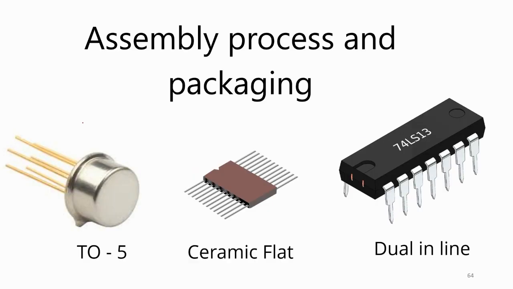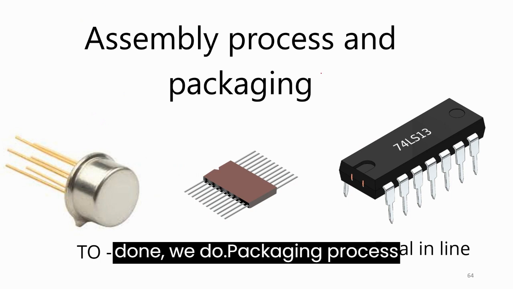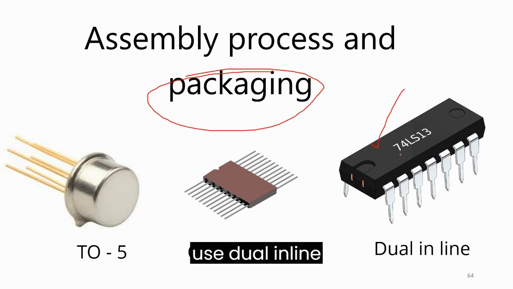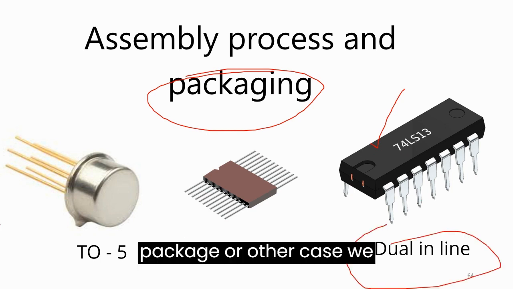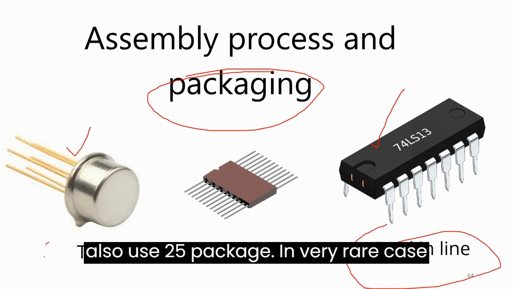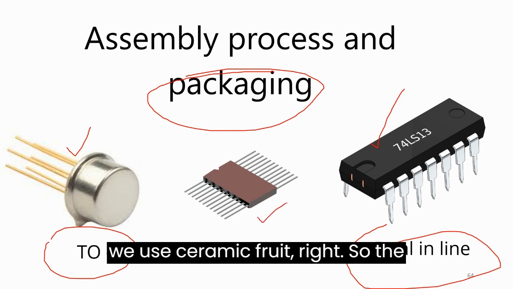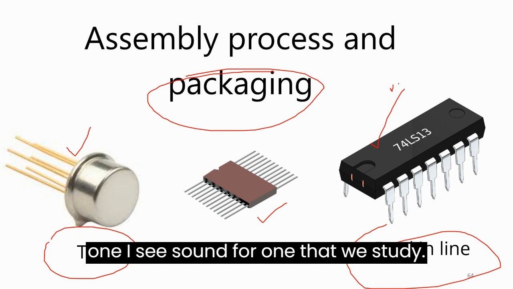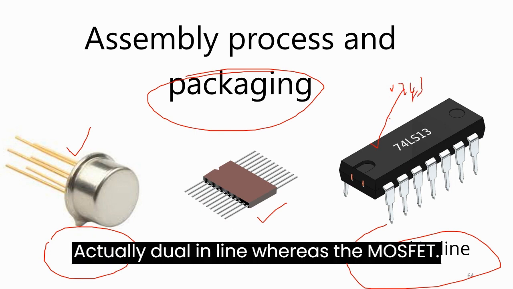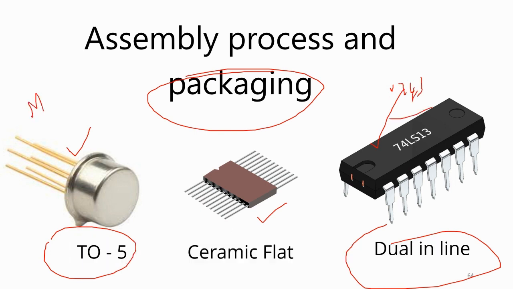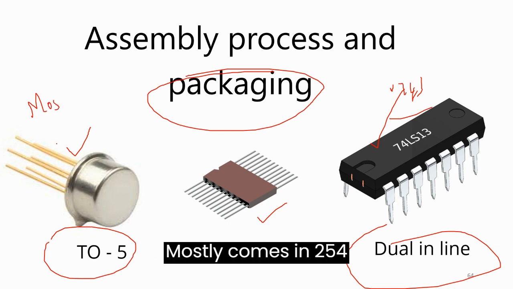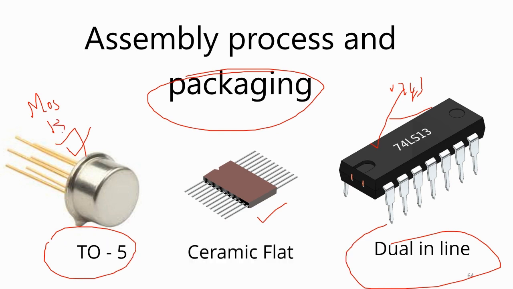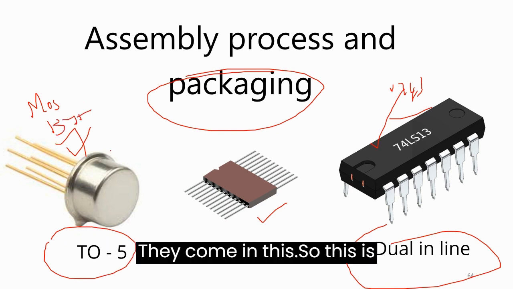After all this is done, we do the packaging process. We assemble and we package. Mostly we use a dual inline package, or in other cases we also use the TO5 package. In very rare cases we use ceramic flat, right? The IC 741 that we study is actually dual inline, whereas MOSFETs and BJTs mostly come in TO5 form.